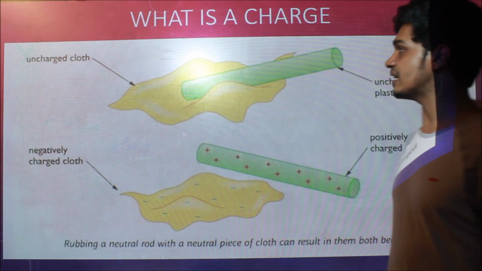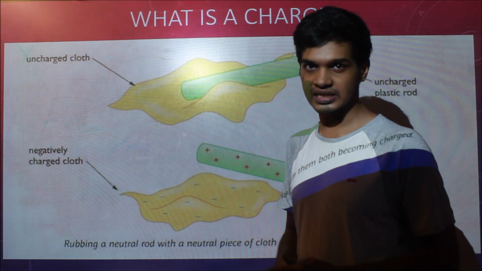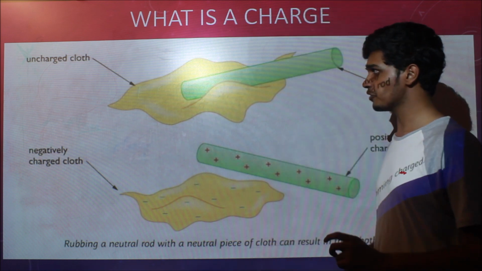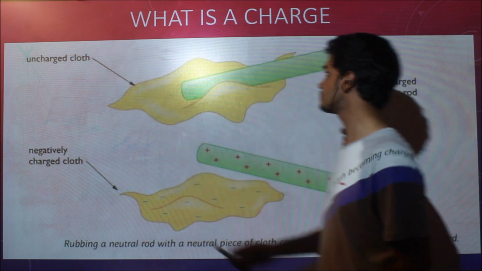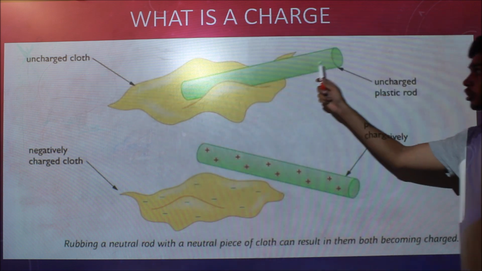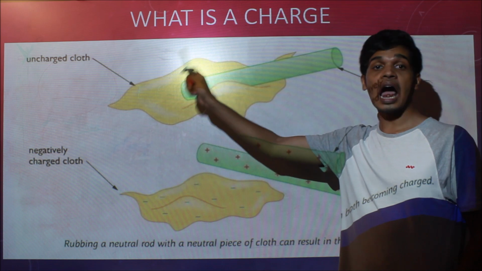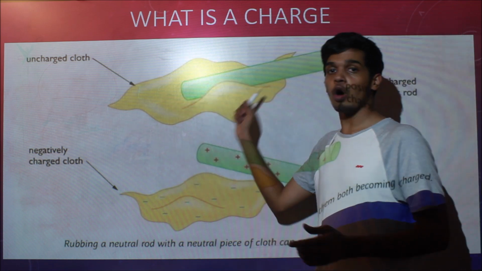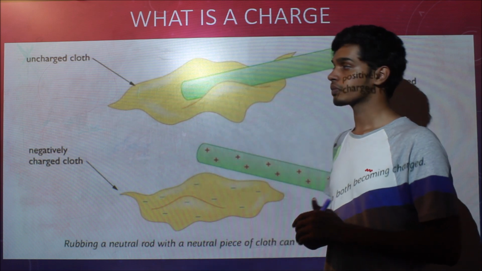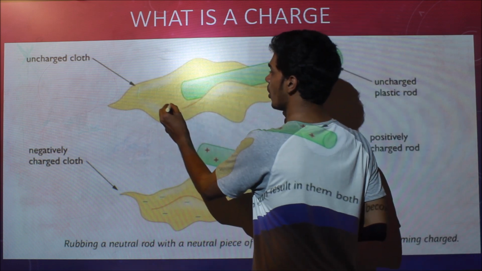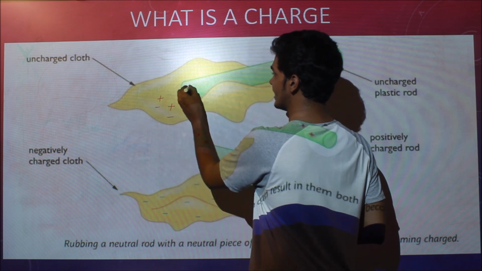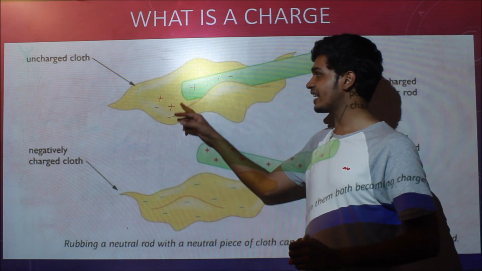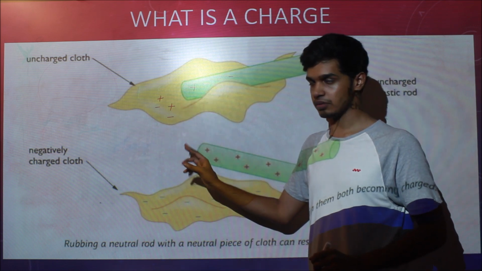The initial ideas about the charge originated when people started rubbing different objects. Let us first consider a cloth and a rod. The rod and the cloth are said to be uncharged because our initial assumption is that every object is neutral. That is, they have both positive as well as negative charges in equal quantities. Only then will they cancel each other and become neutral.